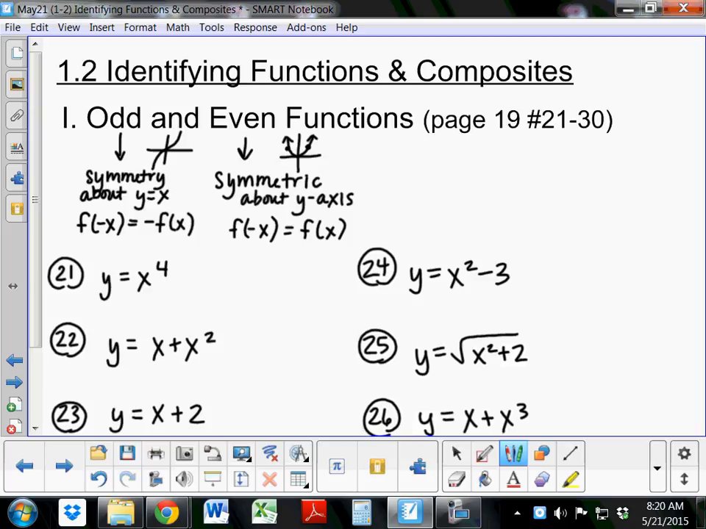So I give you a function like y equals x to the fourth. You're supposed to know what end behavior looks like. And you're supposed to also know, in terms of even or odd, yes, it's an even exponent, but is it symmetric about the y-axis? Does it have symmetry that's actually right on the y-axis? So if I plug in a positive 2, do I get the exact same answer as if I plug in a negative 2? If I plug in a negative 15 and a positive 15, I get the exact same answer. So this one would be an even one.